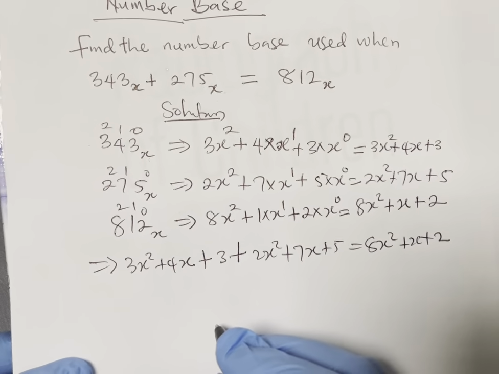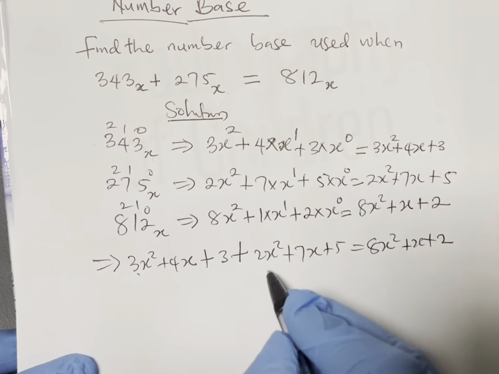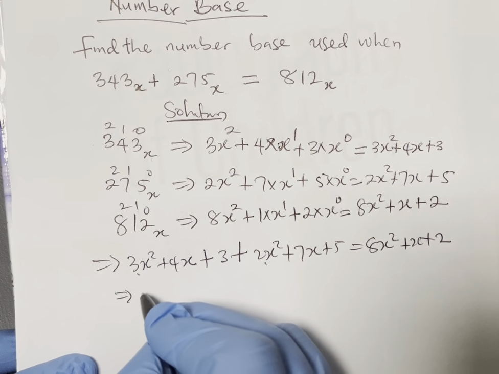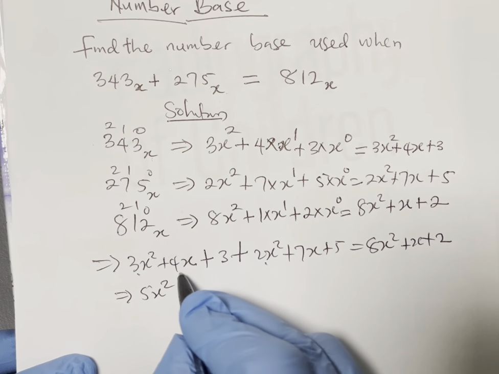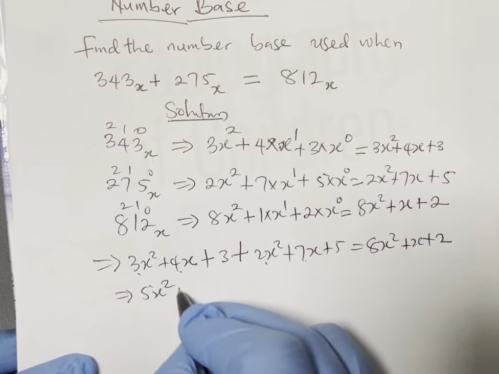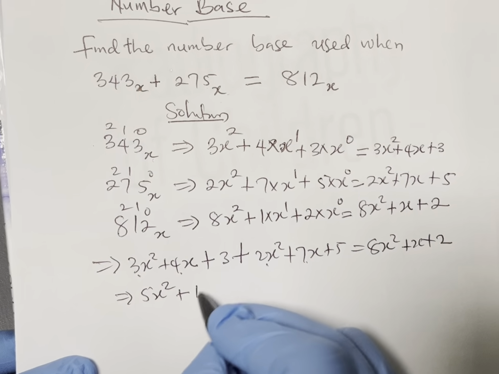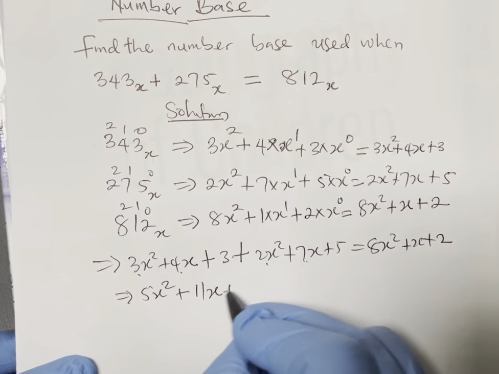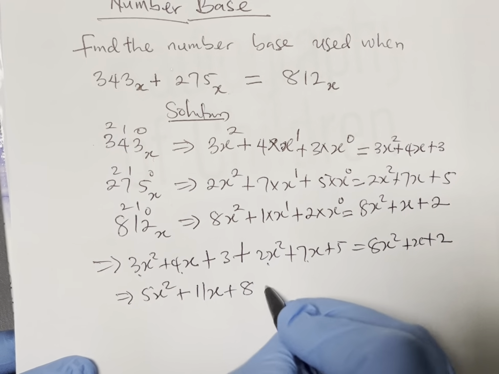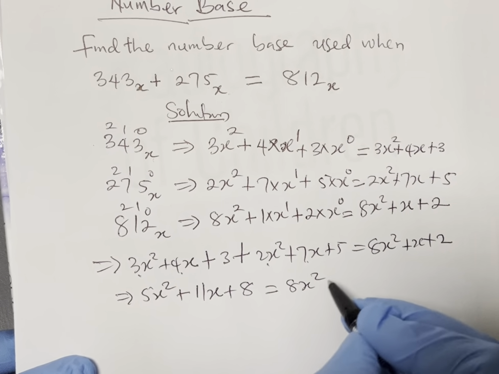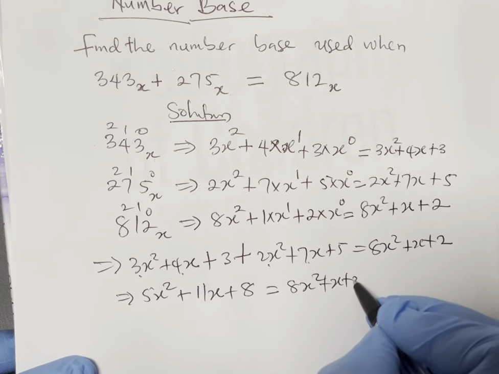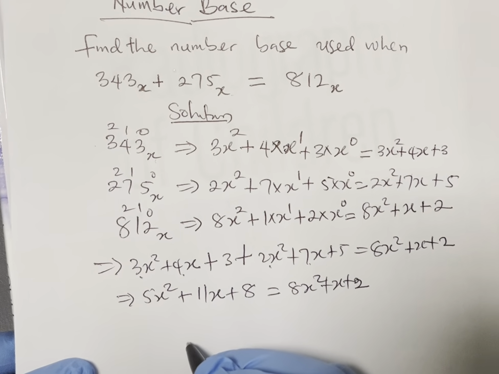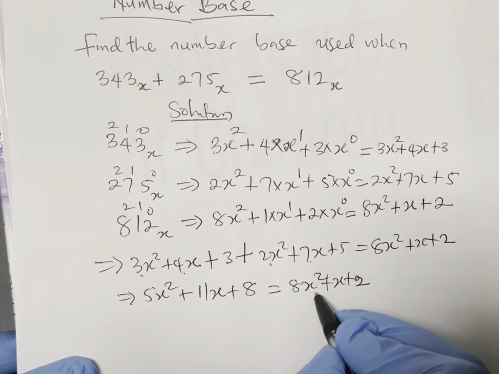So what I will do here is to collect like terms. This and this are like terms. I'm going to add them. That will give me 5x squared. This and this are like terms. I'm going to add them. This is going to give me 11x, because 4 plus 7 is 11. This and this are like terms. Plus 3 plus 5 is 8, is equal to 8x squared plus x plus 2. So I'll collect like terms now.